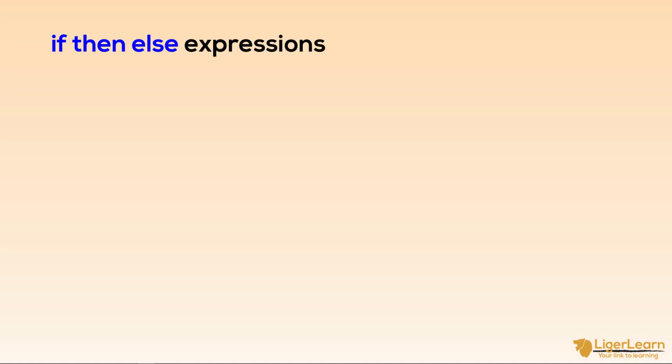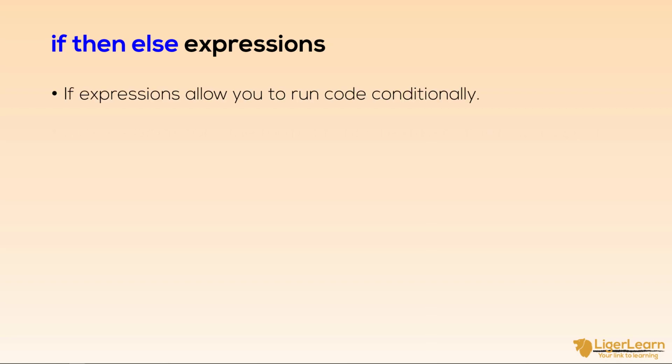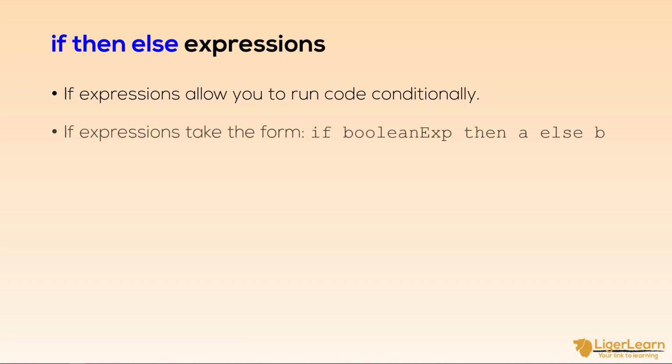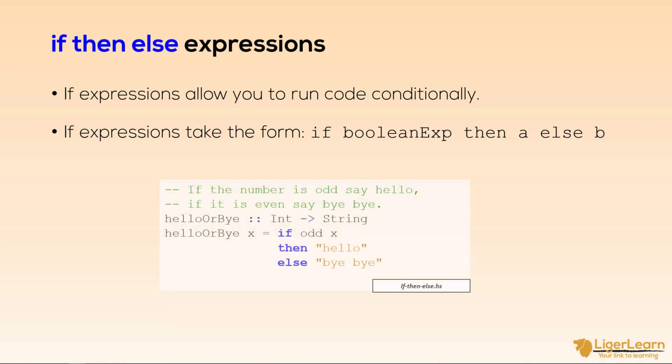You can use if expressions in your code when you need to run your code based on some condition. If expressions take the form of if Boolean expression, then A, else B. So if the Boolean expression evaluates to true, then run the expression A, and otherwise run the expression B. Let's see some example code.